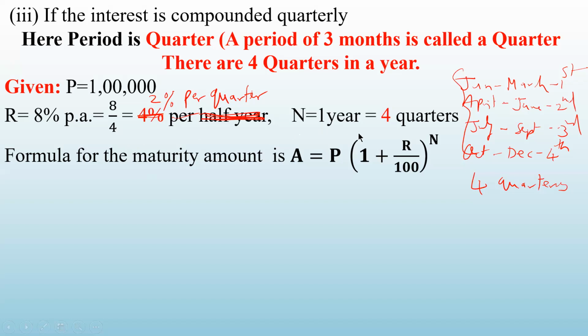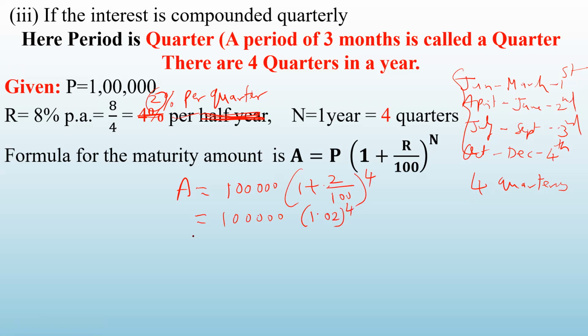And N also you have to convert from year to quarter. So 1 year is the same as 4 quarters, so our value of N is 4 and the value of R is 2. Now find the maturity amount by the same formula. A is equal to P, that is 1 lakh, times (1 plus 2 upon 100) raised to power 4. So this gives 1.02 raised to power 4.